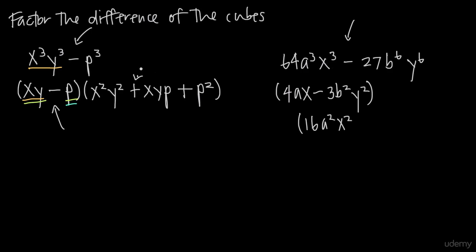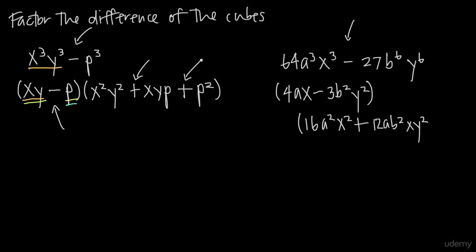Now remember, we always add, and our middle term is going to be both of these terms multiplied together. So 4ax times 3b squared y squared. 4 times 3 is 12. We have an a, we have a b squared, we have an x, and we have a y squared.